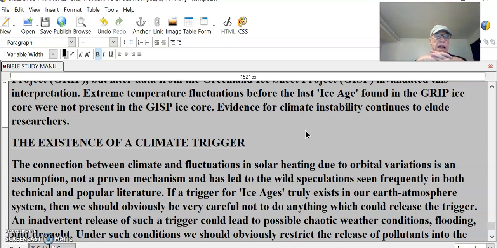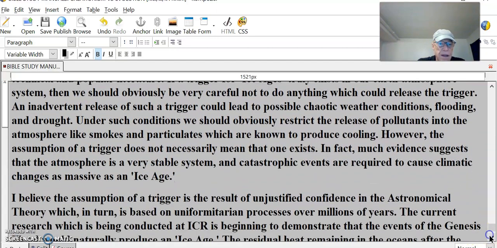So the existence of a climate trigger, the connection between climate and fluctuations in solar heating due to orbital variations, is an assumption, not a proven mechanism, and has led to the wild speculations seen frequently in both technical and popular literature. If a trigger for ice ages truly exists in our Earth atmosphere system, then we should obviously be very careful not to do anything which could release that trigger. An inadvertent release of such a trigger could lead to possible chaotic weather conditions, flooding, and drought.